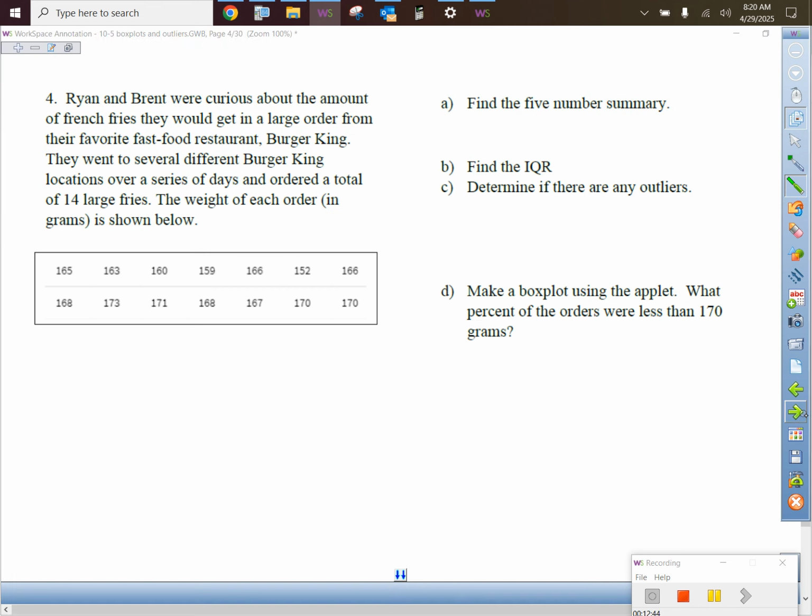So let's keep on rolling. It says Ryan and Brent were curious about the amount of French fries they would get. Did I? Yeah, is this the next question, or did I skip over one? Okay, thank you. So these 2 guys right here went to Burger King.